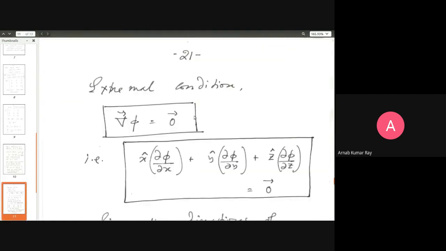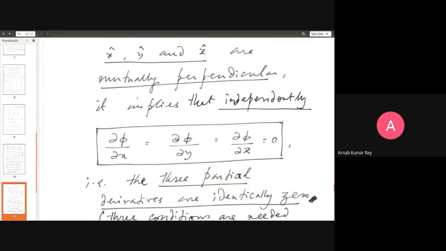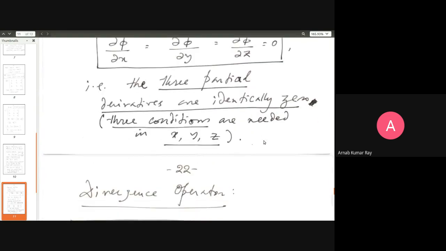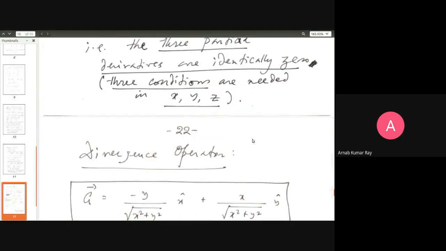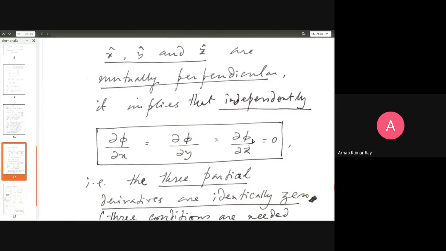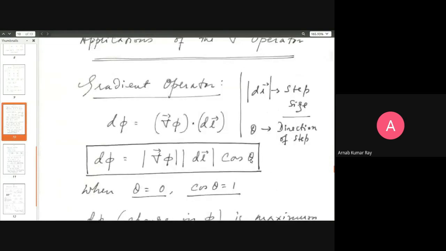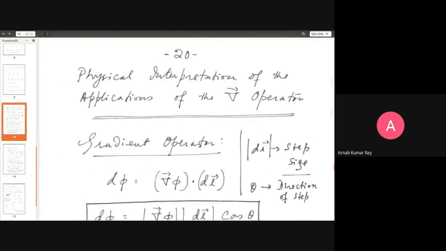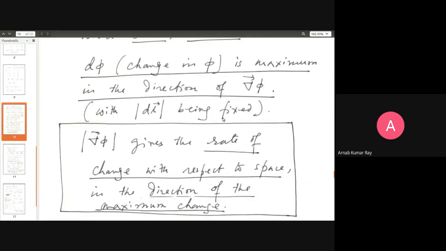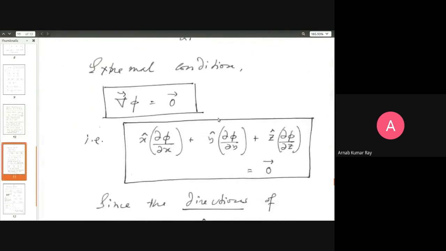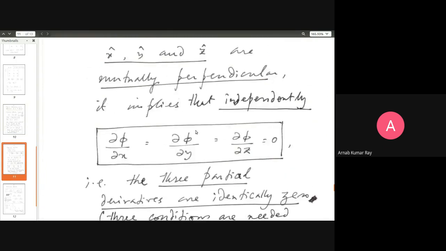And the second conclusion is that when you have an extremity of the function, then individually all the three partial derivatives will be equal to 0. Like the gradient operator, because today we shall be interpreting the physical import of all these vector differential operators. We have discussed the physical interpretation of the del operator. So the del operator applies in three ways. Once applied on a scalar, you have the gradient operation, which we have just discussed.